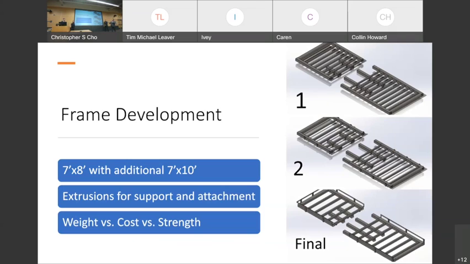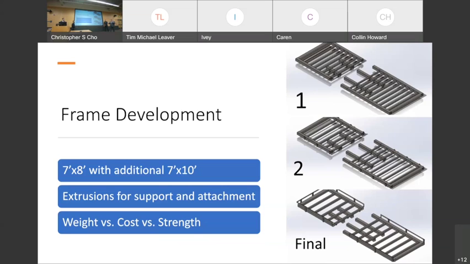We just adjusted the spacing from 12 inches to 18 inches. And then the final iteration takes that same 18-inch spacing for our cross members, and then our geometry was adjusted, going from square tube to rectangular. All concepts though involve a 7 by 8 foot front section with an additional 7 feet by 10 feet that would be added on in the rear, with center extrusions in the middle and on the outsides for support and attachment.